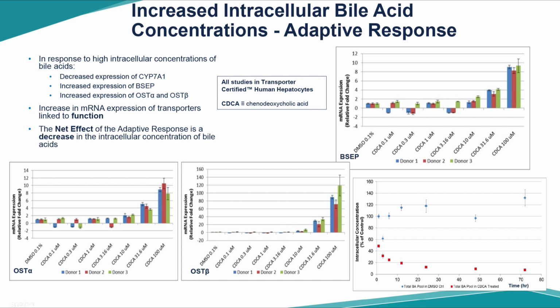And that's because you've decreased the synthesis through CYP7A1 and increased the efflux both into the bile and back across the basolateral membrane back into the blood. So you're driving the intracellular concentration down. And that's why you can add bile acids to this and you don't see hepatotoxicity in this system.